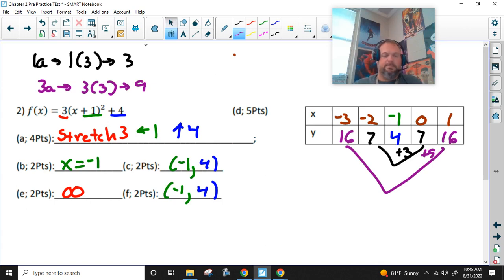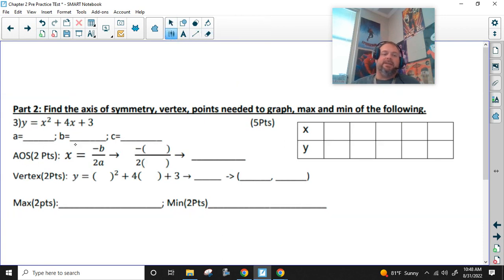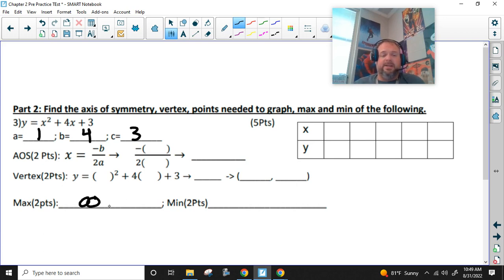So, number 3. All right. So for number 3, yes, I put the A, B, and C here, and this is why, because if you put the wrong values in here, that's going to really mess up everything else. Okay. So A is 1, B is 4, C is 3. Now, your maximum, because this is positive, this is going to be infinity. Okay, I will tell you this.